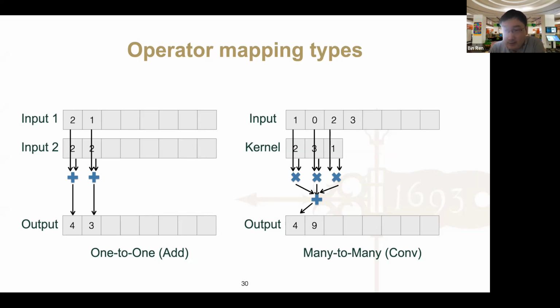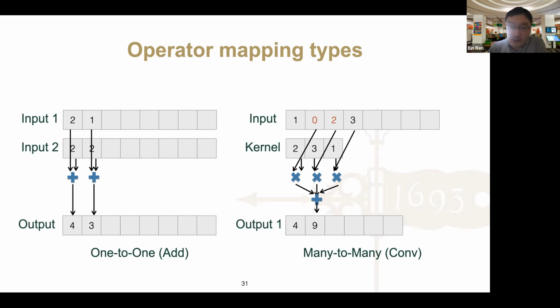However, if you take a look at this many-to-many mapping, then you can see many elements in the input contribute to one element in the output. And one input element can also contribute to multiple elements in the output. So there is a many-to-many mapping between the input and the output. So that's why we call this many-to-many. For example, convolution is a many-to-many mapping type.